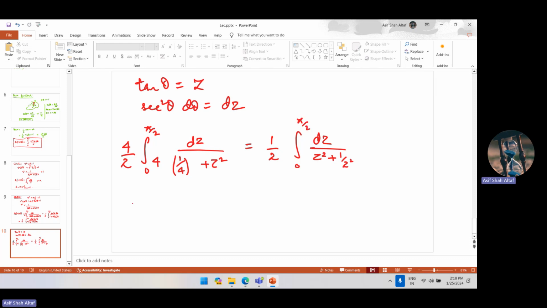And if you remember this integral from your high school, this will be just equal to tan inverse of z by a, into 1 by a, right? And this 1 by 2 and this 1 by 2 will go away, and you are putting the limit 0 to infinity. So tan inverse infinity will be pi by 2 and 0 will be 0. So the final value will be pi by 2.